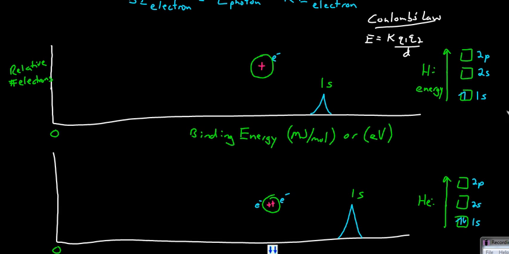First, let's take a look at two elements, hydrogen and helium. We can see a graph of the relative numbers of electrons versus their binding energies for these two elements. Now, hydrogen has a binding energy which is moderately high, and helium, you can see, has a higher binding energy, the energy to emit each electron in its 1s subshell.